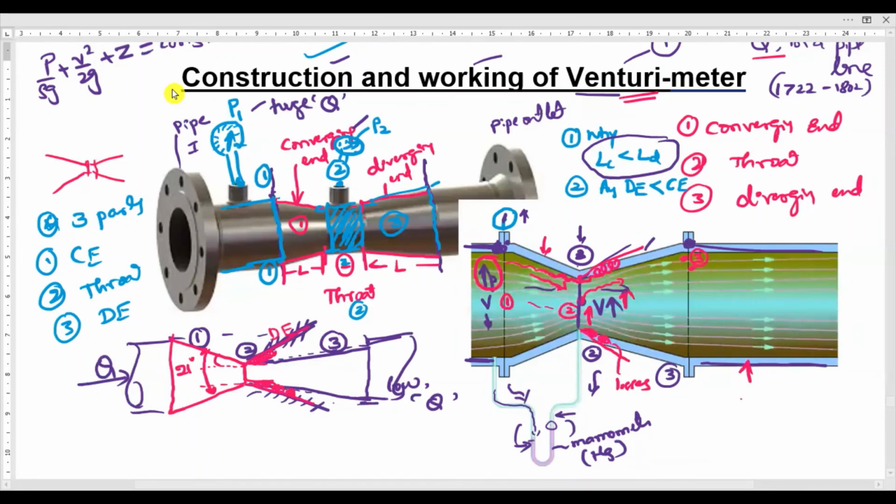To avoid this condition, to avoid eddy formation, the length of the diverging end is more compared to the length of the converging end. If you take a longer length, obviously the angle will be reduced. The answer for these two questions, these two points, is the same. Okay, so this is the brief introduction about the construction of the venturimeter.